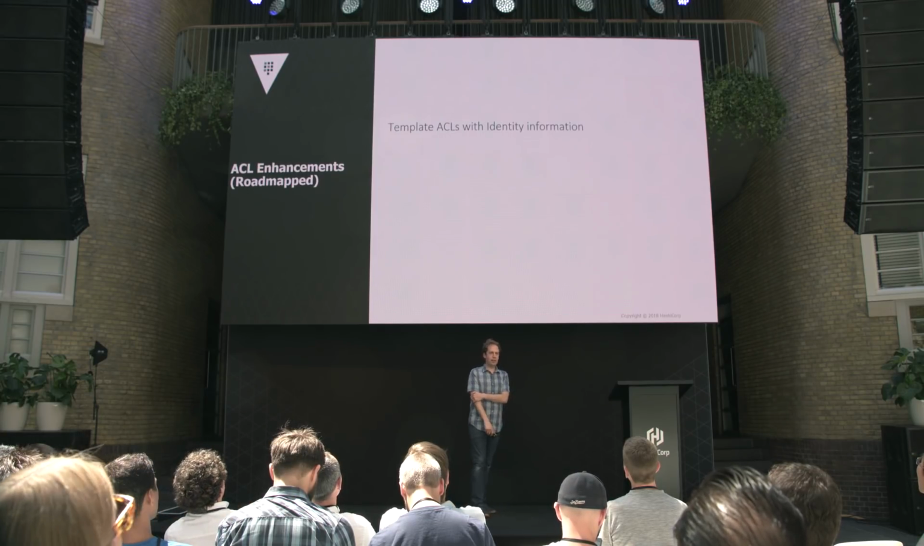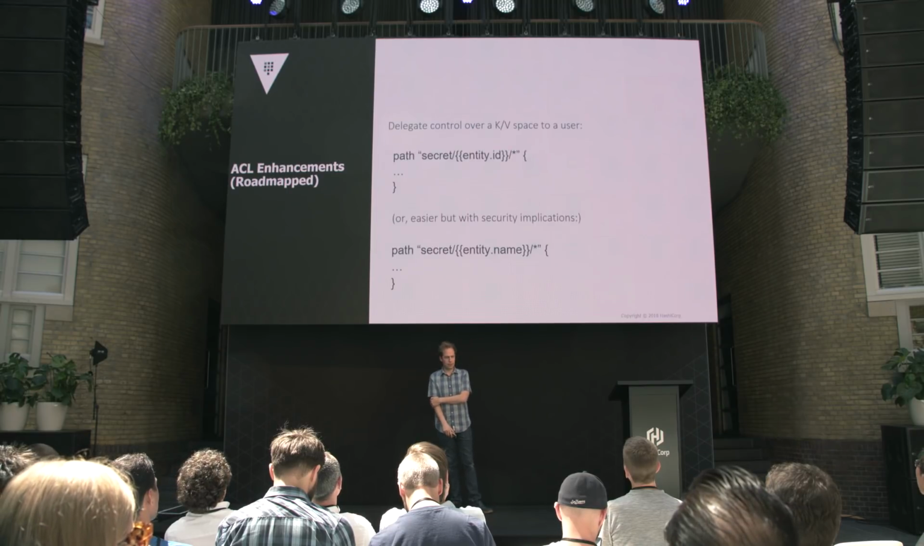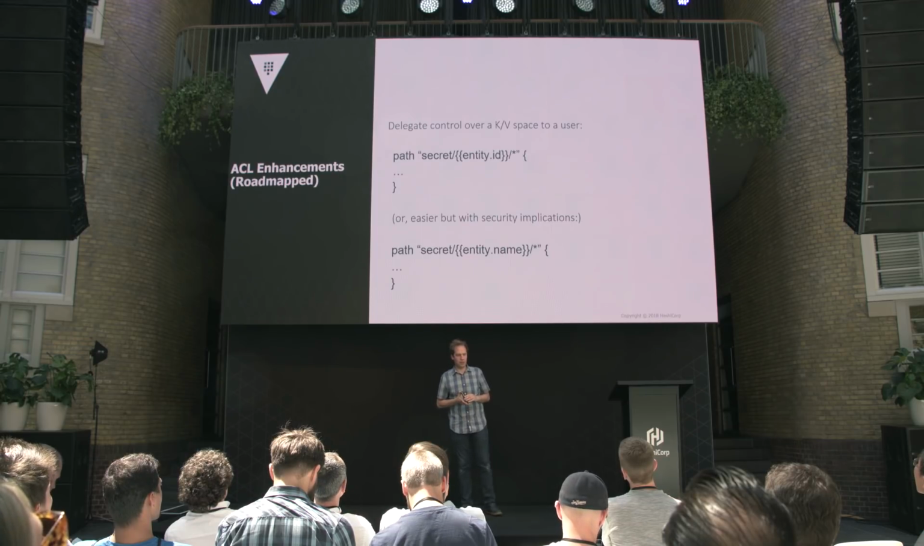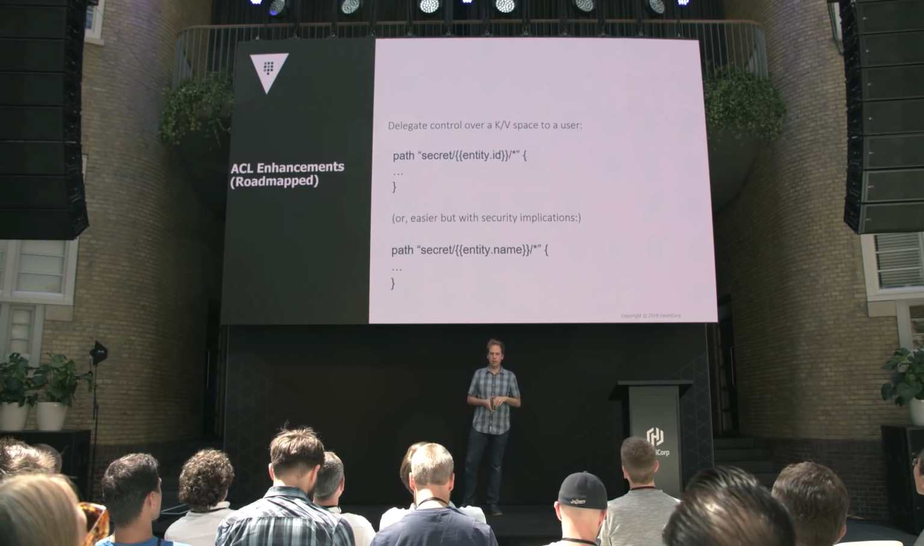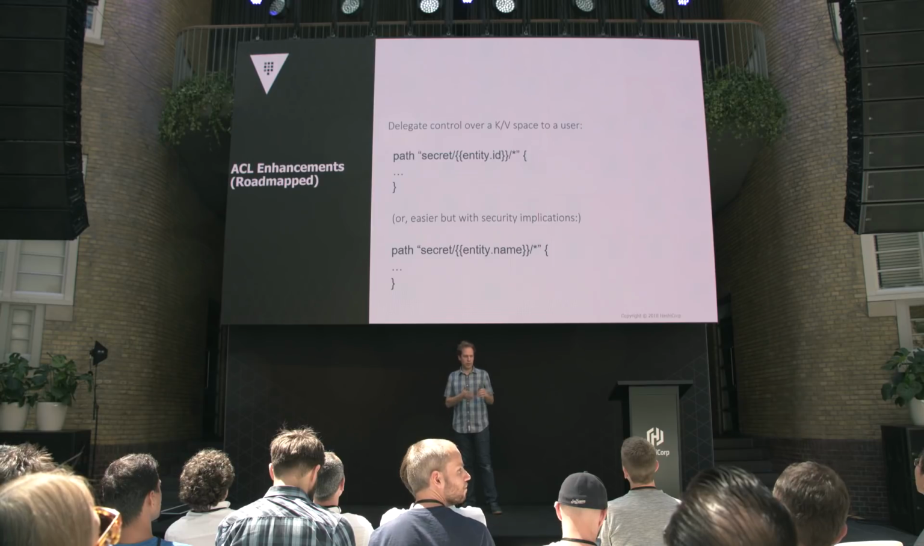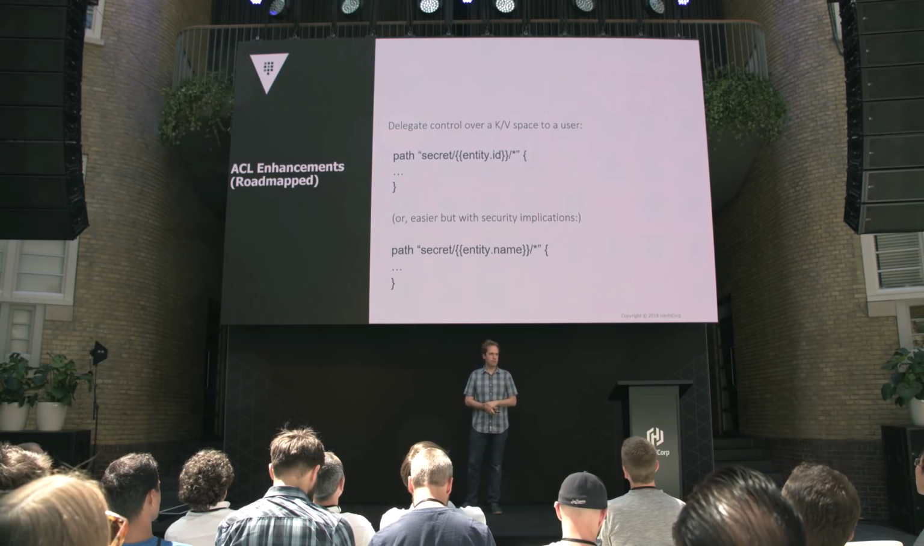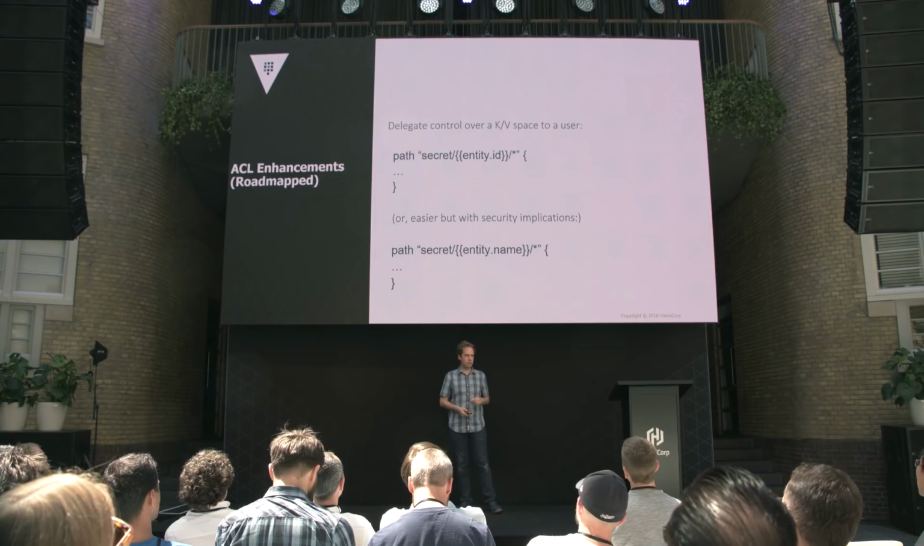So templated ACLs with identity information. For instance, delegating control over KV space to a user. So path secret and entity.id. Now when someone logs in, they can always write to that part of the KV store they get access to, just using their entity. It doesn't matter which token they have. You don't have to create a policy for it. It just works. And you can do it even easier with security implications, that secret entity.name. Here's a security implication, and this is why I'm bringing it up, because it's something that you have to be aware of.